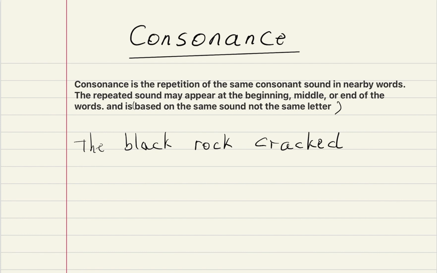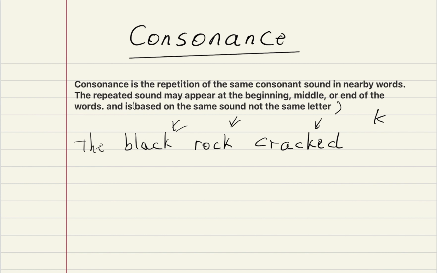If you remember what a consonant is, it's all the letters except the vowels. And if you don't remember what vowels are, they're I, A, E, O, U. So every other letter is considered a consonant. If you listen to this sentence here, there's a repeated consonant sound, and it's K. The black rock cracked.